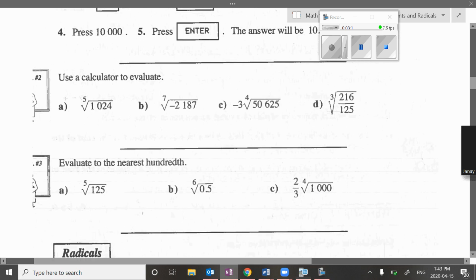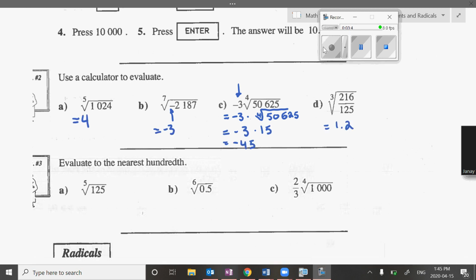Go through each one of them. A couple hints. Make sure you put a negative symbol instead of a subtraction symbol. On ones like this, where there's a number out front, that's multiplication between. So really it's saying negative 3 times the 4th root of 50,625. Okay, so pause the video, try all 4 of these, and then once you're done, press play again and my answers will be there for you.